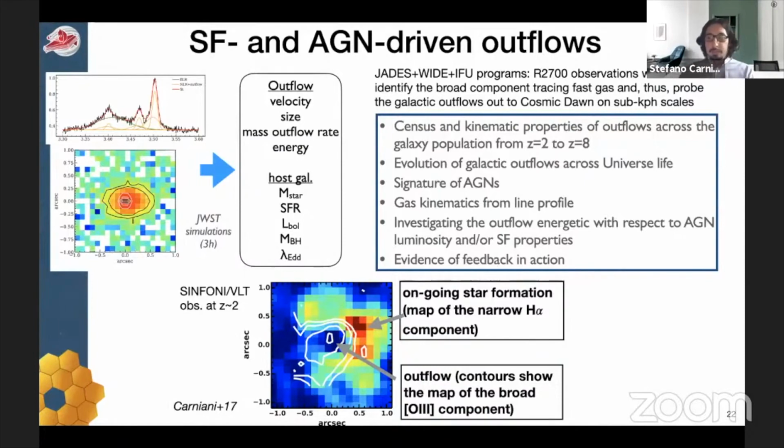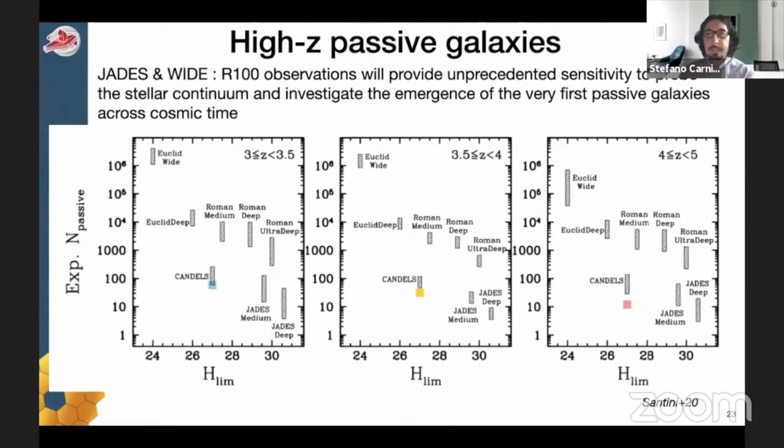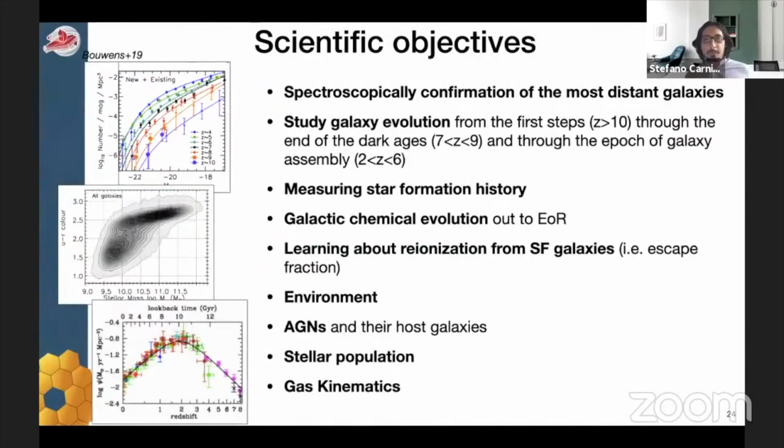Still about feedback, we also expect to see a lot of passive galaxies. This is a recent work by Santini 2020. We expect in JADES to observe at least ten galaxies with the prism. So there are a lot of scientific objectives we want to address with the GTO, and I have just described some of them.